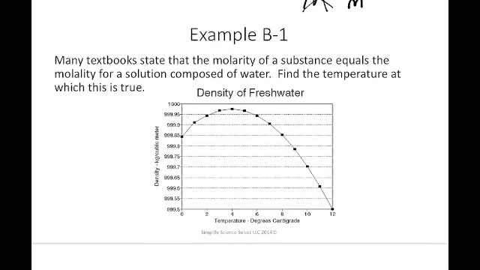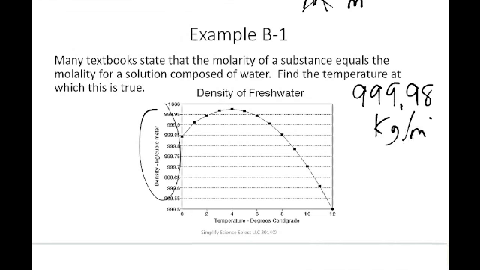So if we look at this first example, it says many textbooks state that the molarity of a substance equals the molality composed of water, if the solvent is water. Find the temperature for which this is true. What you have here is the density of a solution, and the maximum density is, let's say, 999.98 kilograms per meter cubed. If we have that as our density, we should be able to convert this to find a relationship between kilograms and liters.